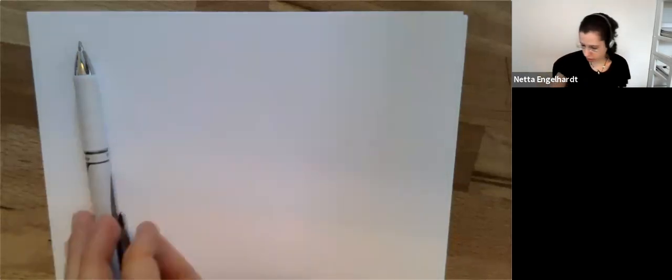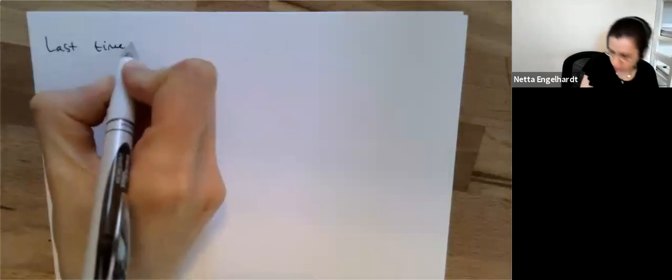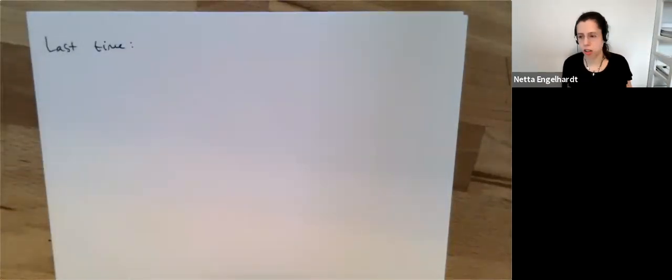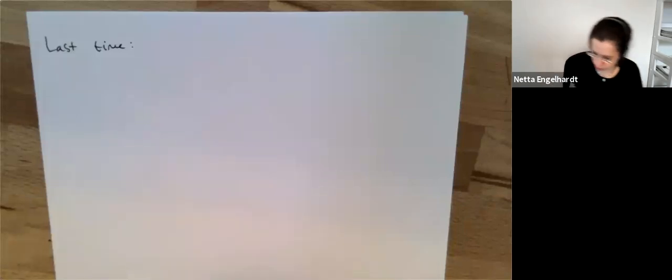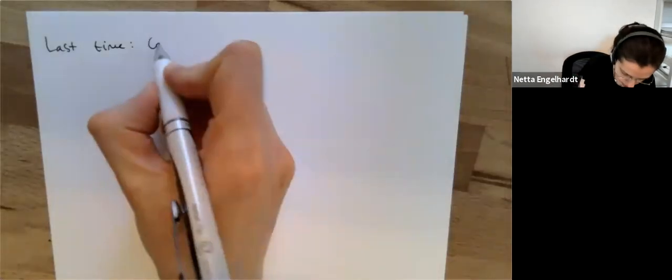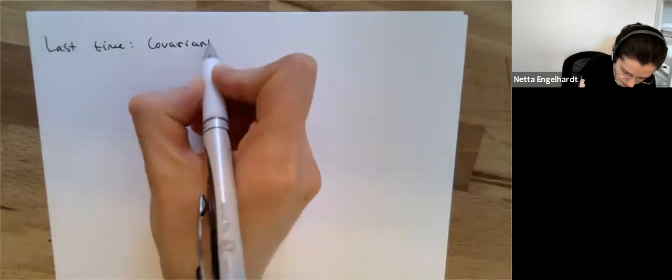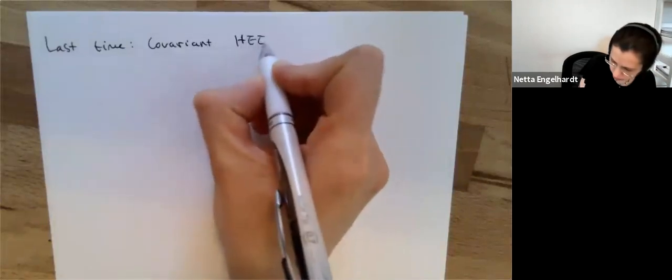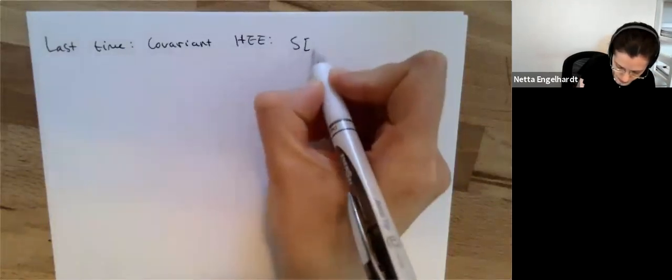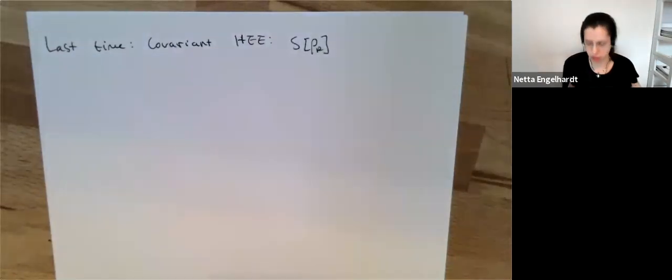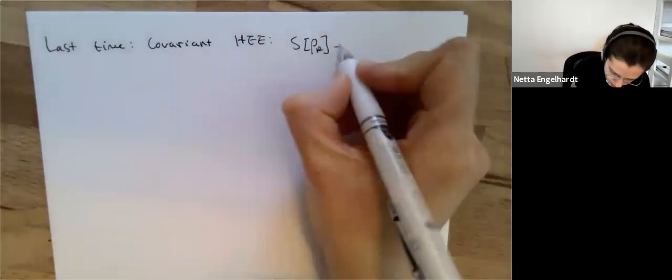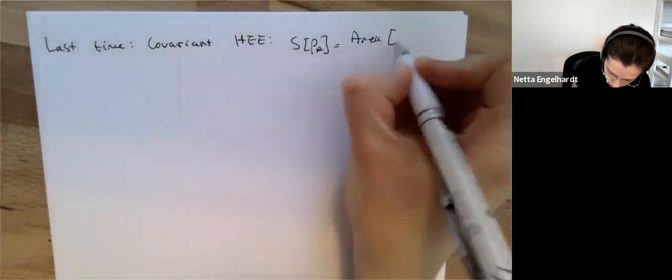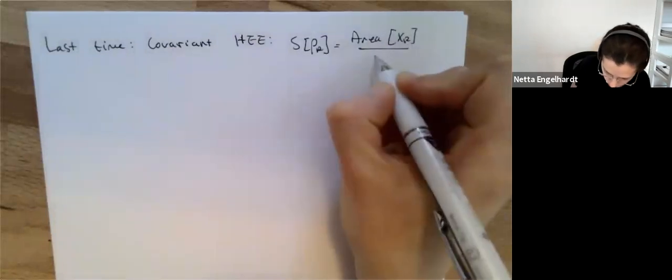All right. Let's remind ourselves that last time we talked about the covariant version of the holographic entanglement entropy prescription. I'll just quickly write it down. Covariant holographic entanglement entropy: we had the von Neumann entropy of the reduced density matrix on R equal to the area of an extremal surface over 4G.